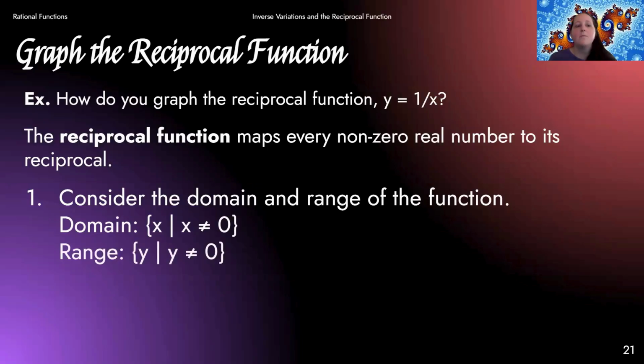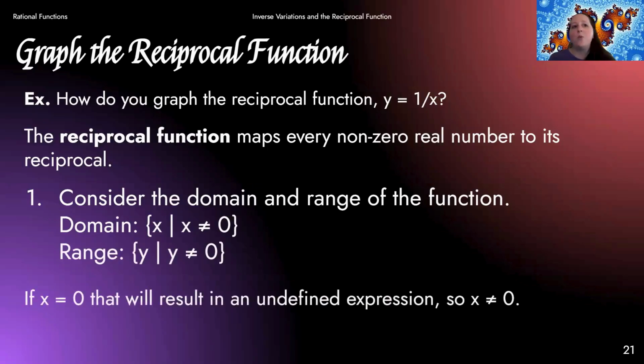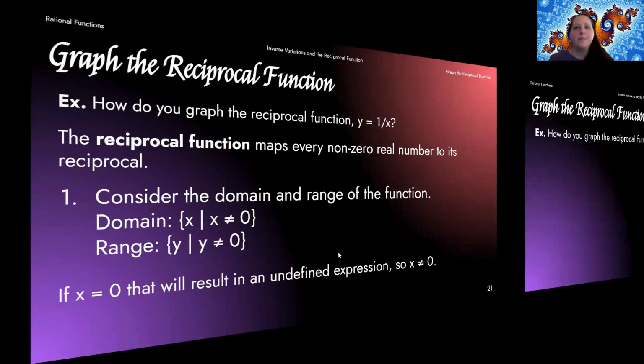My range is also y, where y is not equal to 0. So again, if I have y equals 0, there's nothing I can put in for x to get y equal to 0. It's, again, going to be undefined. If x equals 0, that will result in an undefined expression, so x cannot equal 0.